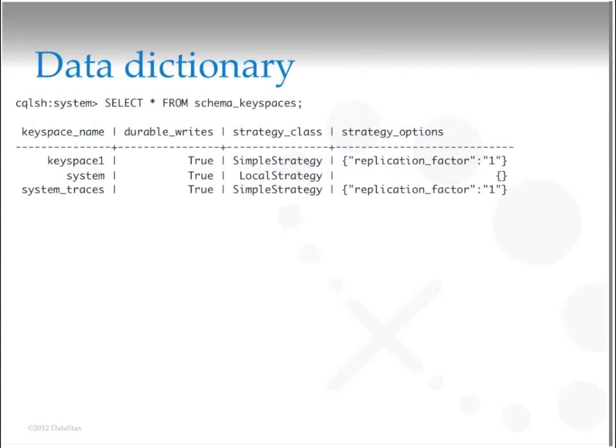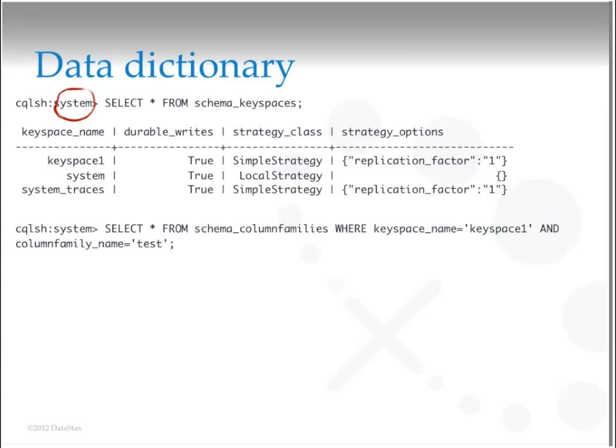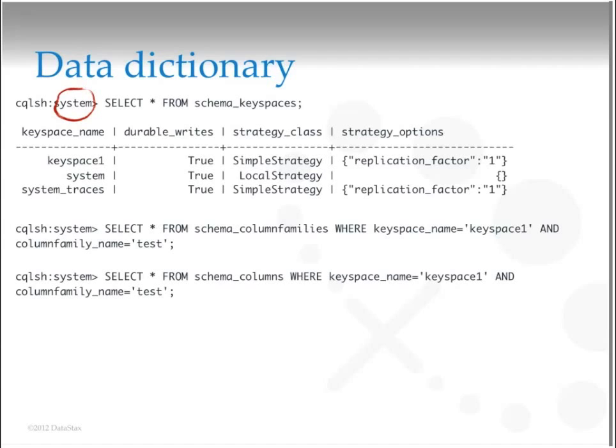For the schema, we have 3 tables in the schema keyspace that deal with schema information. The first is schema underscore keyspaces, and that looks like this. A fairly simple number of pieces of data about each keyspace that we have defined. We also have schema underscore column families and schema underscore columns. I won't show example data for those because there's a lot more columns in each of them. But that's where the data about the tables you've defined is stored.